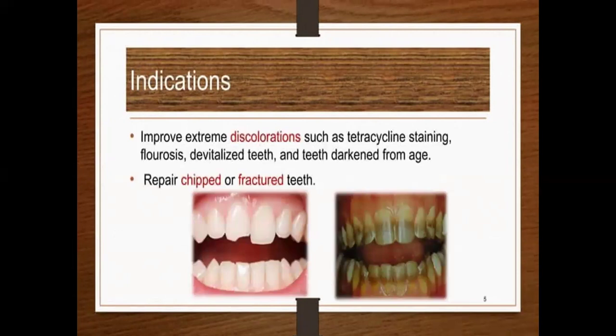When we come to the indications of veneers, there are many indications where veneers can be used as a treatment option. It is used for discolored teeth, such as in tetracycline staining, fluorosis, devitalized teeth, and teeth darkened because of age. Then it can be used for chipped or fractured teeth, where a repair can be done with veneers.